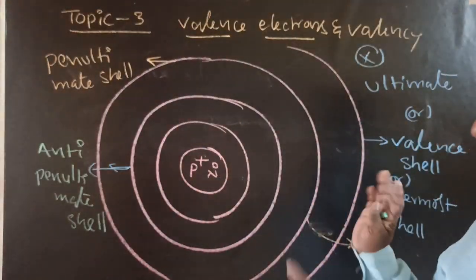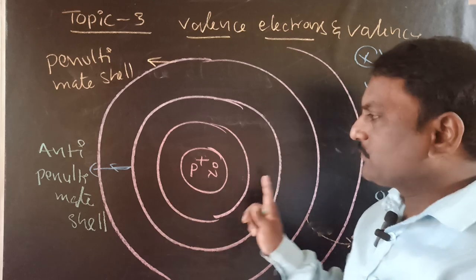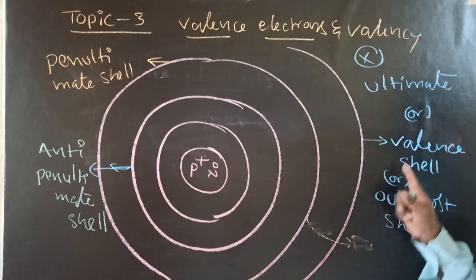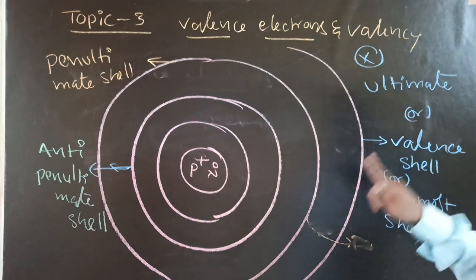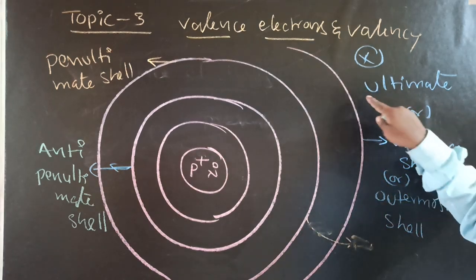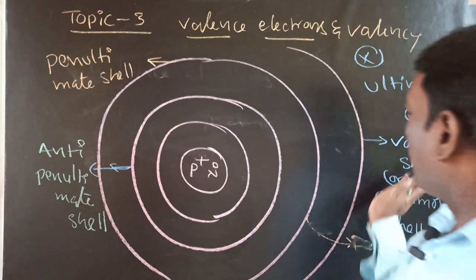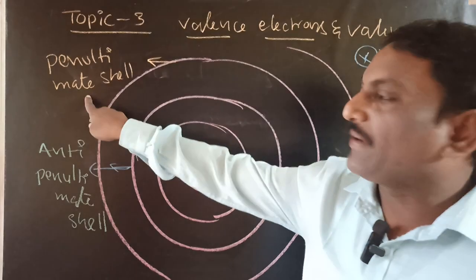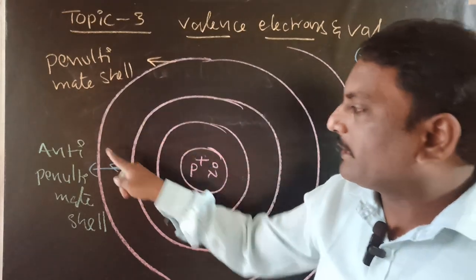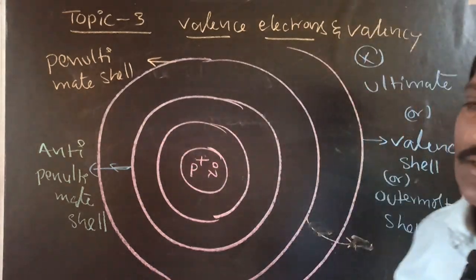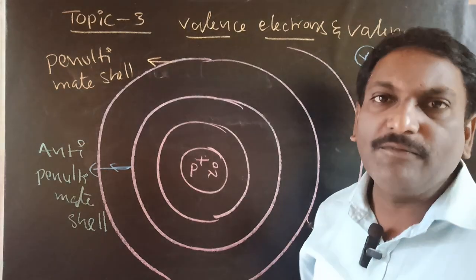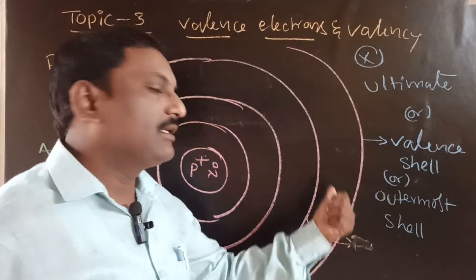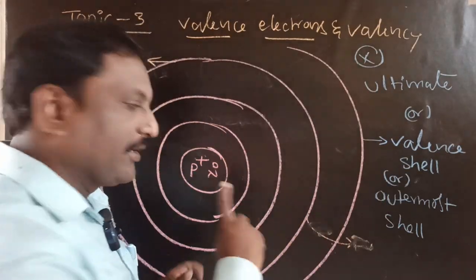In this given atom, it has 4 shells: 1, 2, 3 and 4. The fourth shell will be the outermost shell. The outermost shell is considered as the valency shell and is also called the ultimate shell. The shell before the valence shell is called the penultimate shell. The shell before the penultimate shell is called the anti-penultimate shell. So these are the specific names to call the last shell and the ones before it. Please make a note of it.